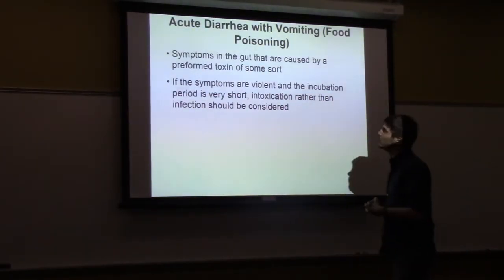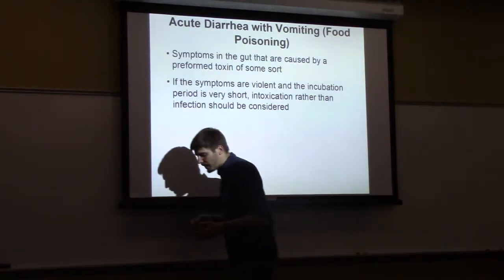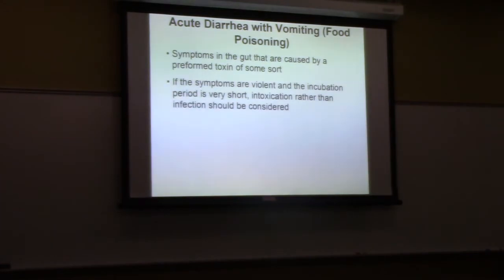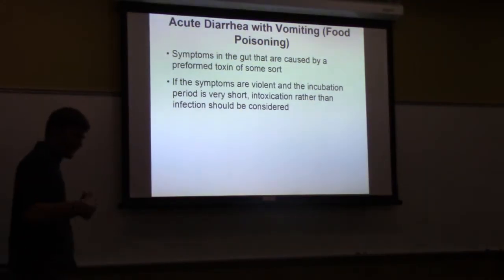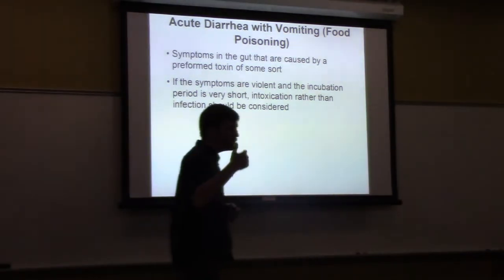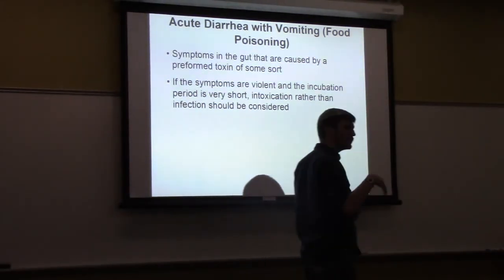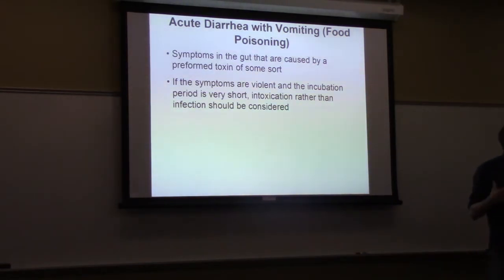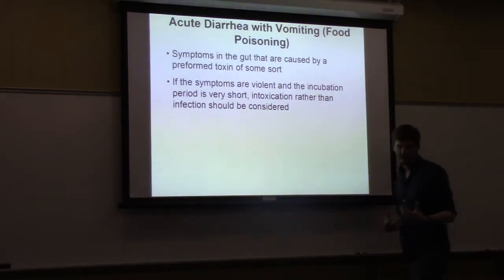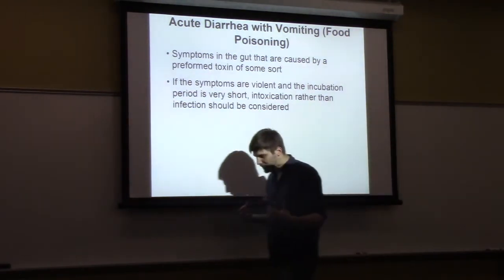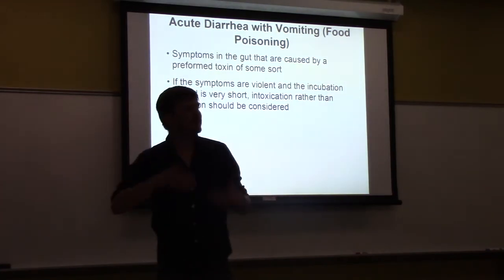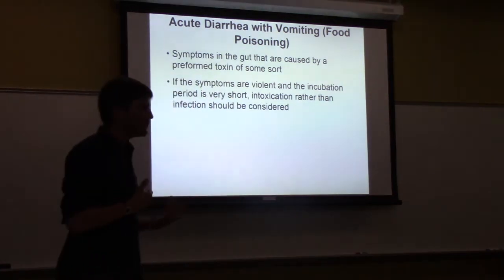Okay, so now we're going to move on to acute diarrhea with vomiting. Okay? And this tends to be caused by something called food poisoning. This is where instead of ingesting the bacteria, you are ingesting a preformed toxin that the bacteria produced in your food. Okay? This results in a very violent form of vomiting and diarrhea. And it tends to happen very rapidly, so within an hour or two after ingestion, but it resolves itself very rapidly as well, usually within about 24 to 48 hours.